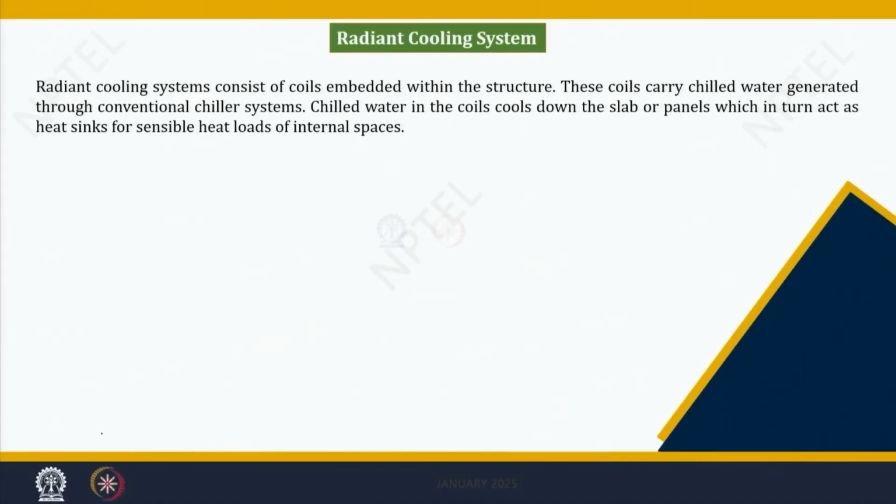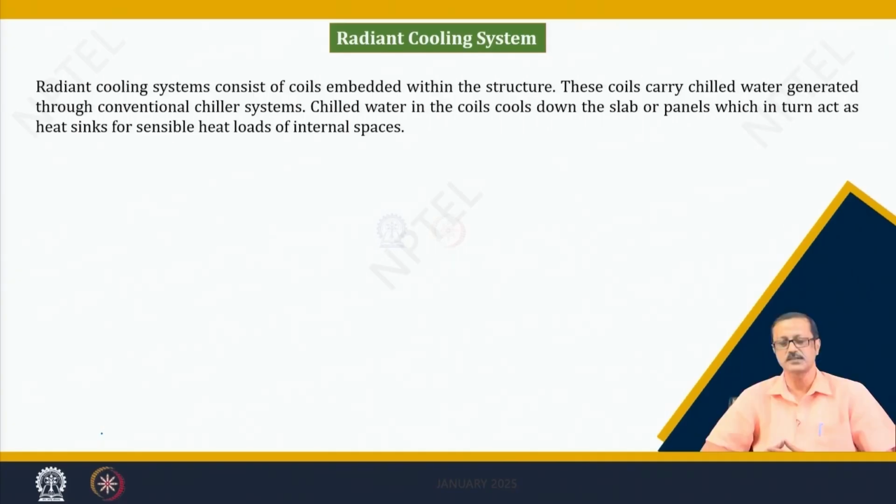The radiant cooling system is basically a system where, through floors or sometimes in the wall panel, chilled water is going to flow, and that will radiate heat inside the building, inside the space, and that space cooling is going to happen.